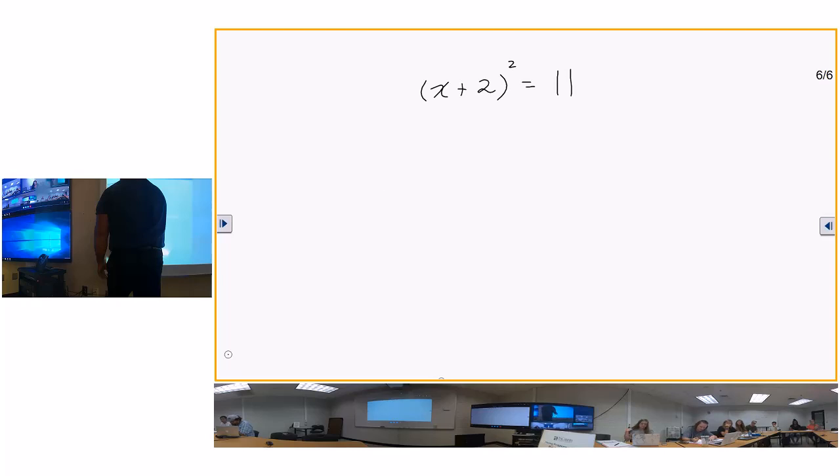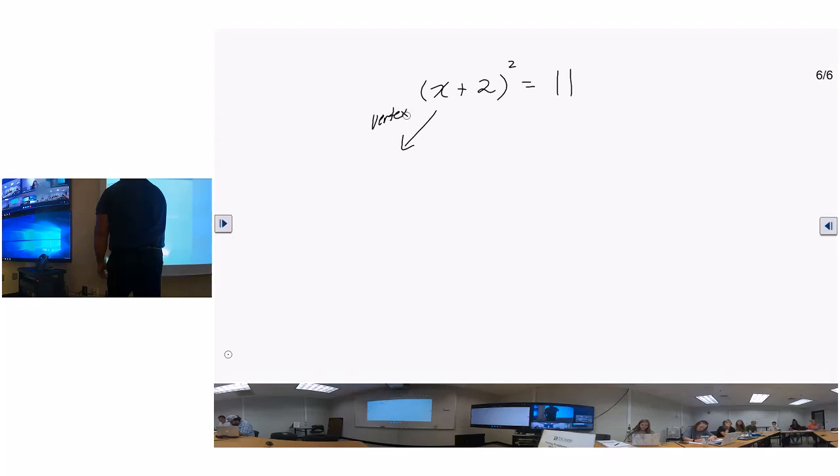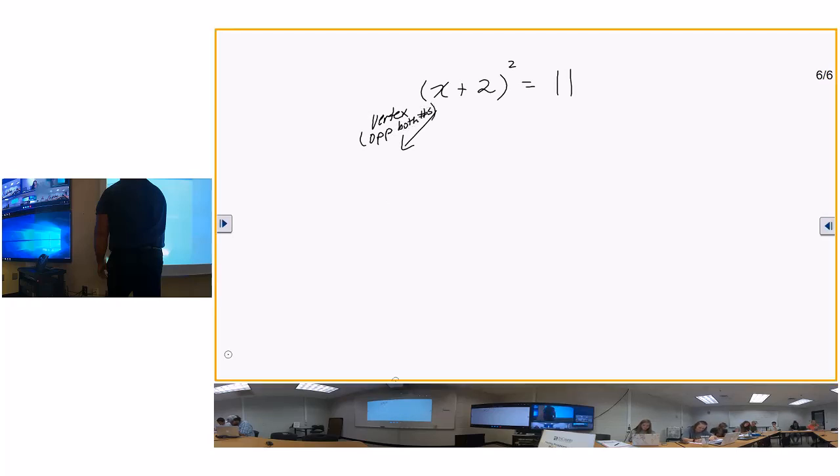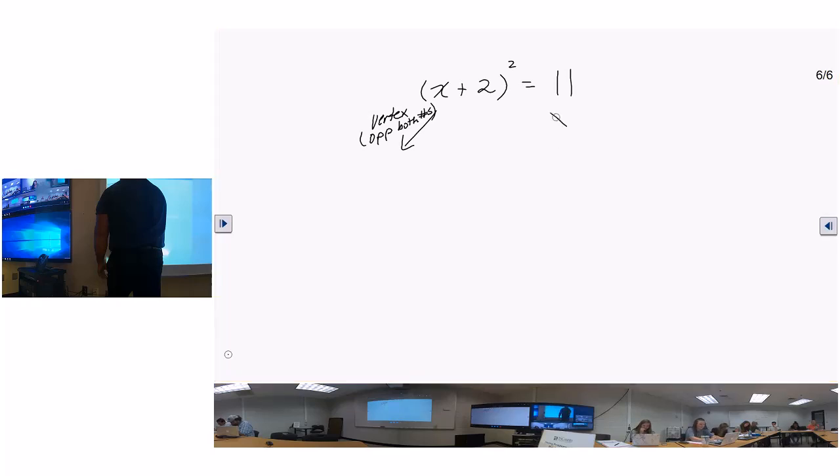x plus 2 squared is equal to 11. And y'all keep writing on your regular notebook paper. I just ran out of room. Okay, and I'm going to go over here and I'm going to say vertex. And I'm going to put opposite of both numbers. There's only 2 numbers up there. So don't reinvent the wheel. And over here, solve for x.